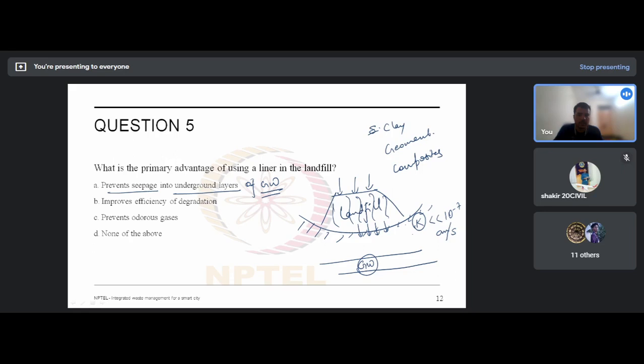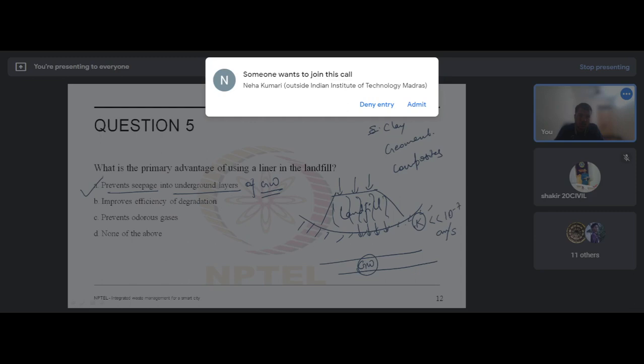And also, if sometime in the future the landfill is used for a different purpose, even the soil contamination will come into it. The answer for this is option A. So it prevents the seepage into underground layers. So that is week 1, lecture 5, you can refer.